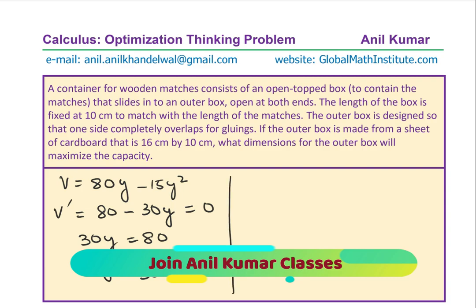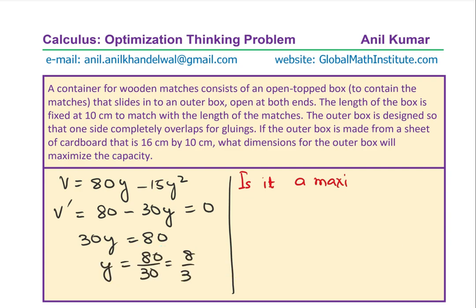So 8 over 3 is the only critical number which we have. To analyze this number, whether it is a maximum or not, you could follow many different methods. How will you prove that? Now you could analyze the first derivative to prove it. You could also find the second derivative. So what is the second derivative for this? Second derivative is minus 30, which is less than 0. That means that the critical number is a maximum, right? Because less than 0 means opening downwards.